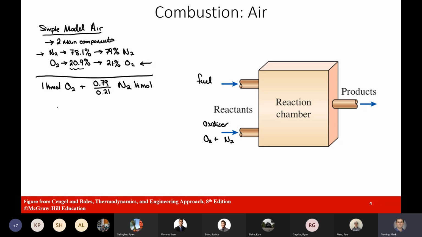And so doing this, we get the model that we're going to use, and this is going to be 1 kmol of oxygen plus 3.76 kmol of nitrogen, and we're going to use this as our basic air model. So this is what we'll refer to as air moving forward for all of the chemical reactions we need to do. Now, I know this may seem a little bit strange, but I'm going to point out in this model, we are going to keep nitrogen in the system. However, it is going to be an inert gas.